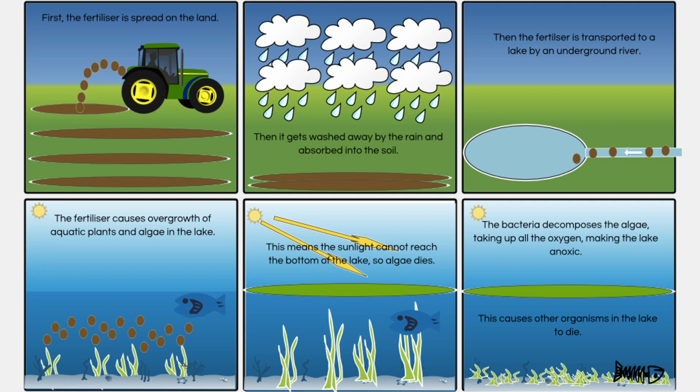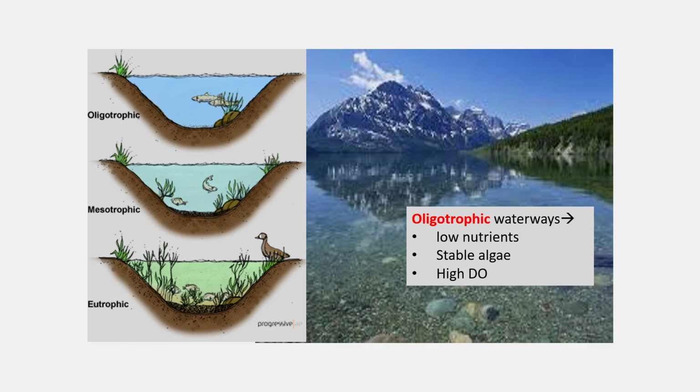The fertilizer then creates an overgrowth of aquatic plants and algae. So then the sunlight cannot reach the bottom of the lake, which causes the algae to die. And then the bacteria that decompose that algae will take up all that oxygen, creating an anoxic lake, which causes other organisms to die because they don't have an available source of oxygen.